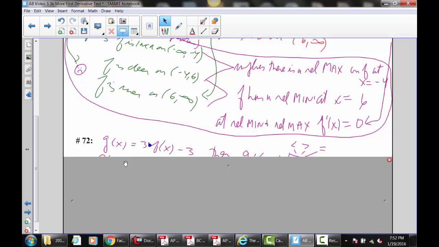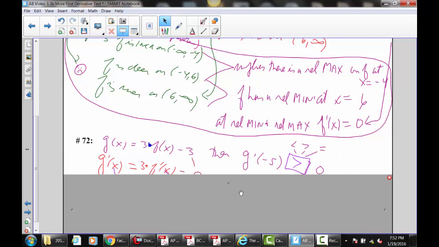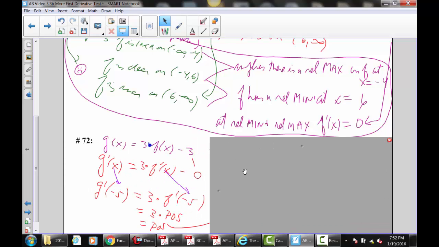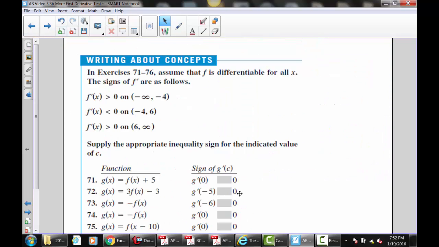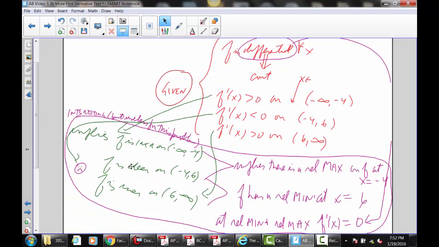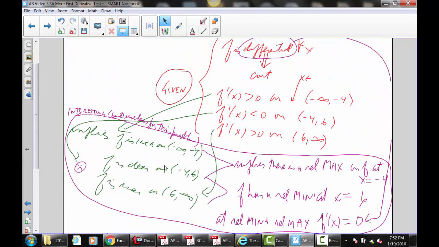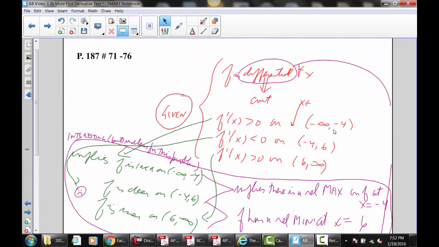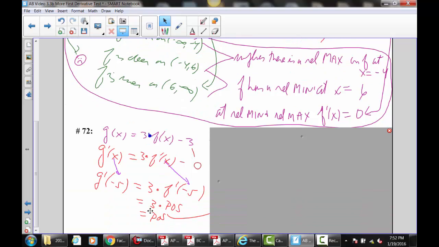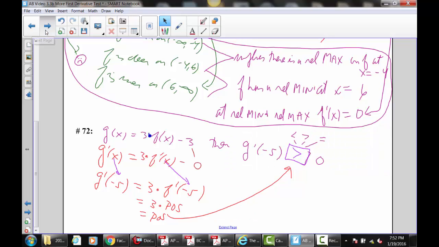So here's number, let me actually pull this down. Here's number 72. They tell you g of x equals 3 times f of x minus 3. And therefore, g prime of x is 3 times f prime of x, and then minus the derivative of 3, which is 0. And you'll notice number 72 is asking you whether g prime of negative 5 is greater than 0 or less than 0. So g prime of negative 5 will be 3 times f prime of negative 5. And although we don't know what f prime of negative 5 is, we do know that at negative 5, which is between negative infinity and negative 4, the first derivative is positive. That's all we know. Well, obviously, positive 3 times a positive will give a positive, and therefore g prime of negative 5 is greater than 0.